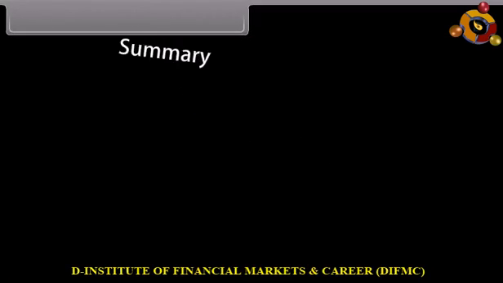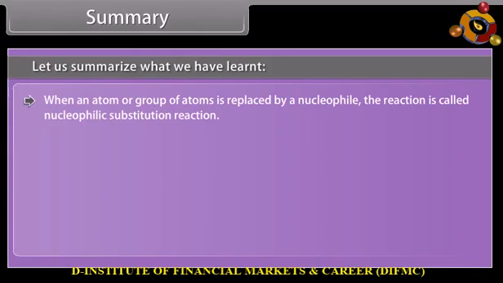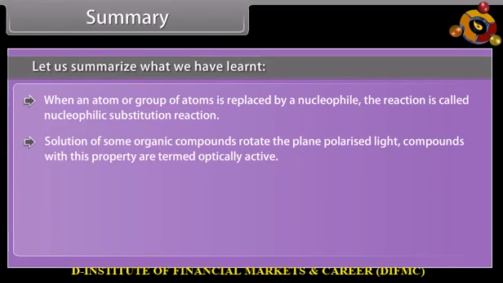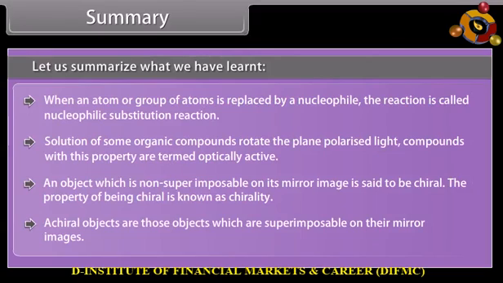Summary. Let us summarize what we have learnt. When an atom or a group of atoms is replaced by a nucleophile, the reaction is called a nucleophilic substitution reaction. Solutions of some organic compounds rotate plane polarized light, and compounds with this property are termed optically active. An object which is non-superimposable on its mirror image is said to be chiral. The property of being chiral is known as chirality. Achiral objects are those which are superimposable on their mirror images.